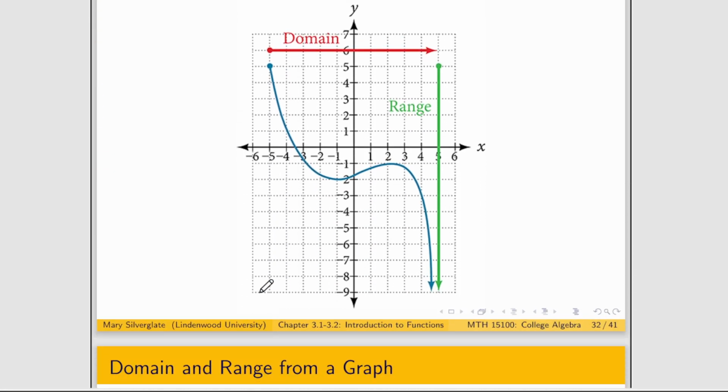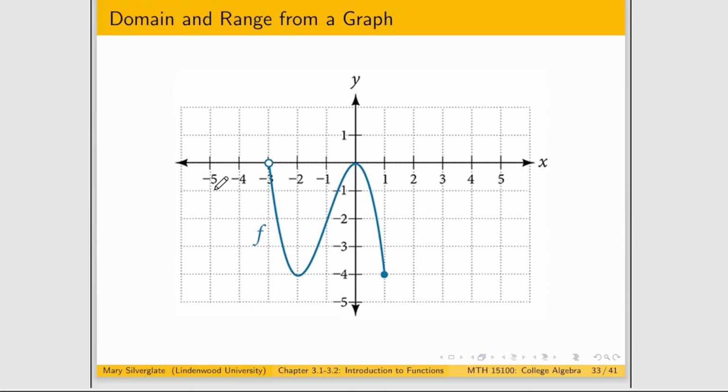Another way you can find domain is just visually from a graph. So remember, domain is all of the inputs that are allowed. So I'll be looking at all possible inputs by looking at left to right, what x values does the graph touch? And range is all possible outputs. So I'll be looking up and down for all y values the graph touches. So let's look at an example from a graph.